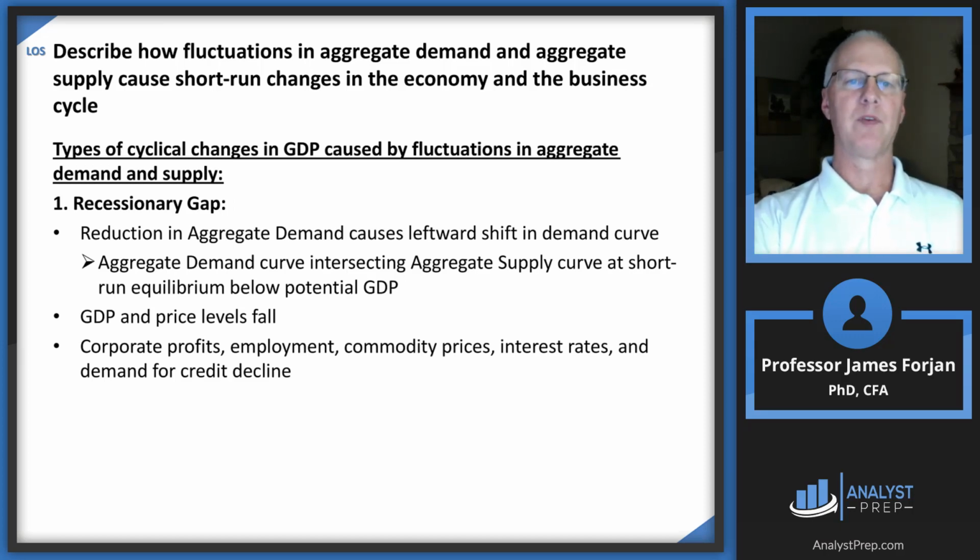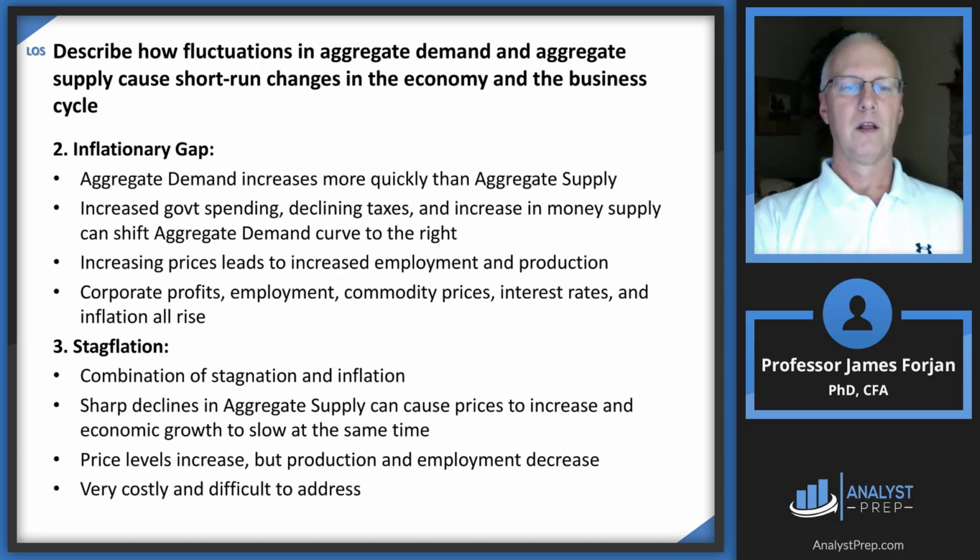All right, how about types of cyclical changes here? During recessions, what happens? Aggregate demand causes a leftward shift in demand. Leftward meaning left, meaning lower. GDP and price levels fall. Corporate profits, employment, commodity prices like sugar and oil, interest rates, and demand for credit all fall.